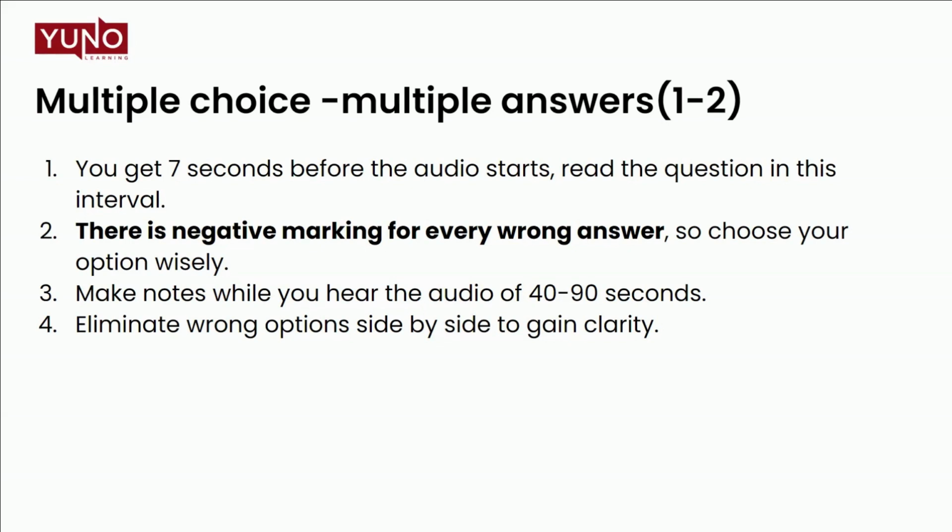Eliminate the wrong options side by side as you listen. The best way to do in multiple choice question is you eliminate the wrong options. So whichever option gives you any irrelevant information or something that has not been covered in the audio, just eliminate it. Move fast from one to another.